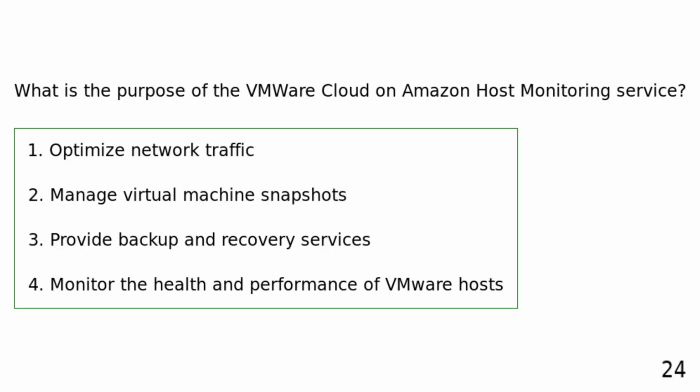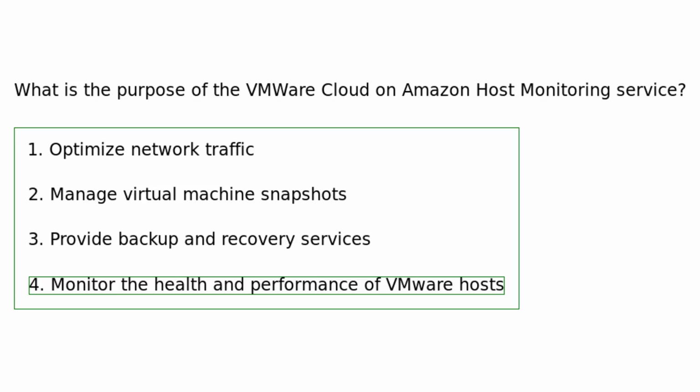What is the purpose of the VMware Cloud on Amazon Host Monitoring Service? Optimize network traffic. Manage virtual machine snapshots. Provide backup and recovery services. Monitor the health and performance of VMware hosts. The VMware Cloud on AWS Host Monitoring Service continuously monitors the health and performance of VMware hosts within the VMware Cloud on AWS environment, enabling proactive maintenance and troubleshooting.